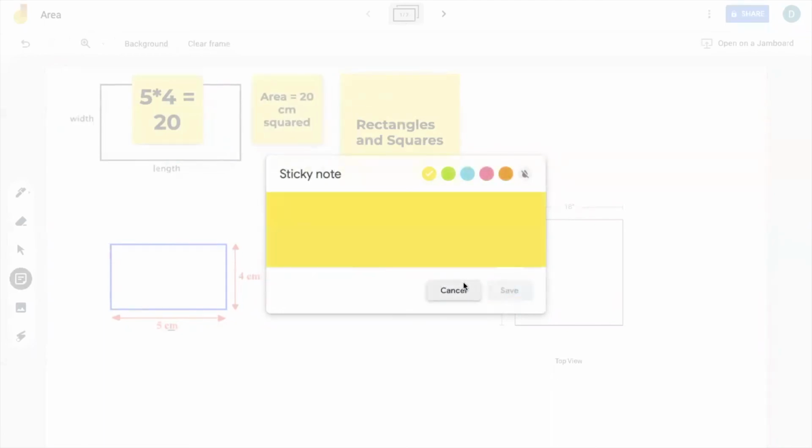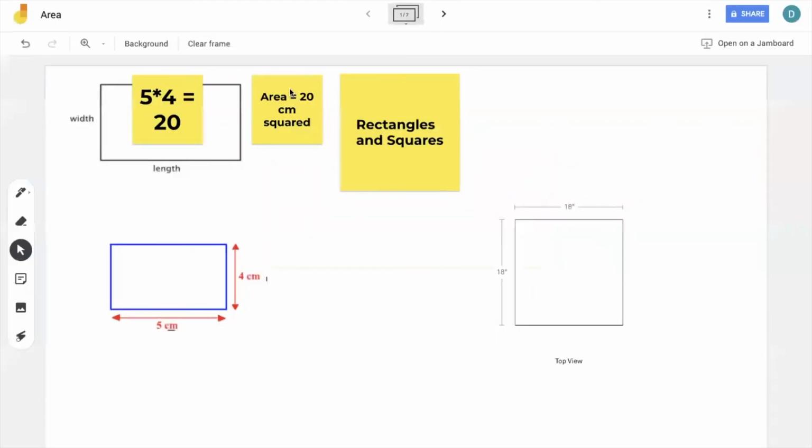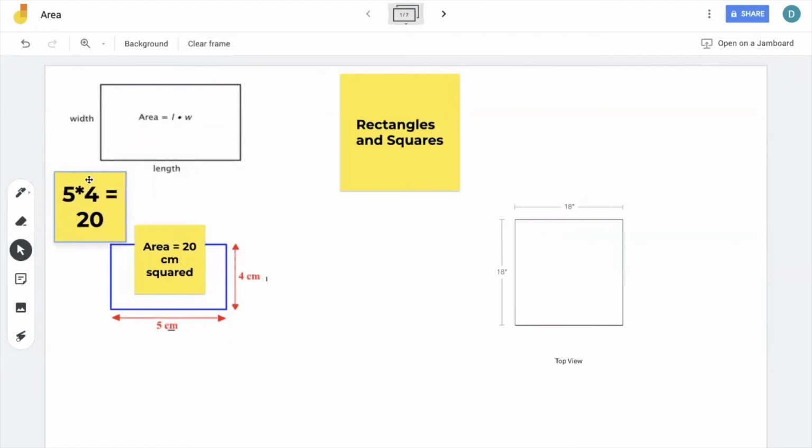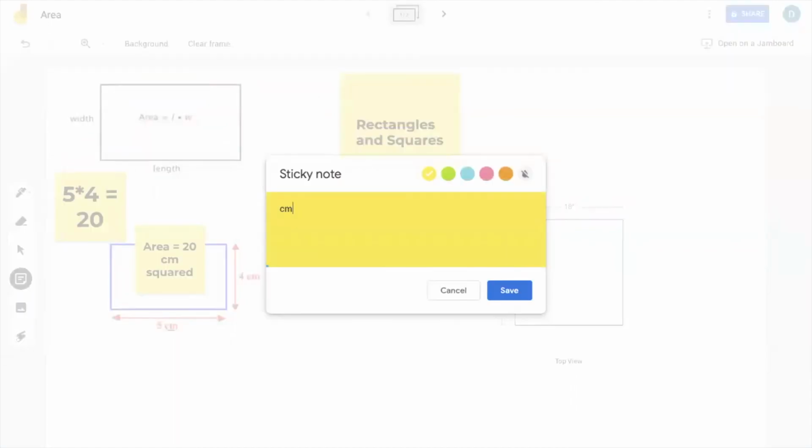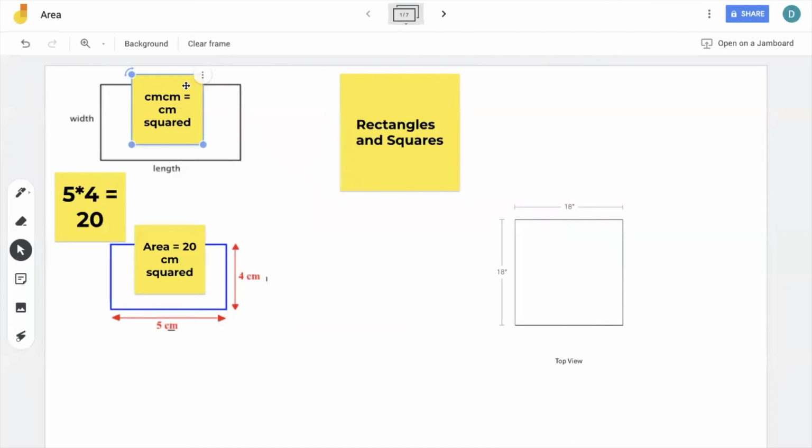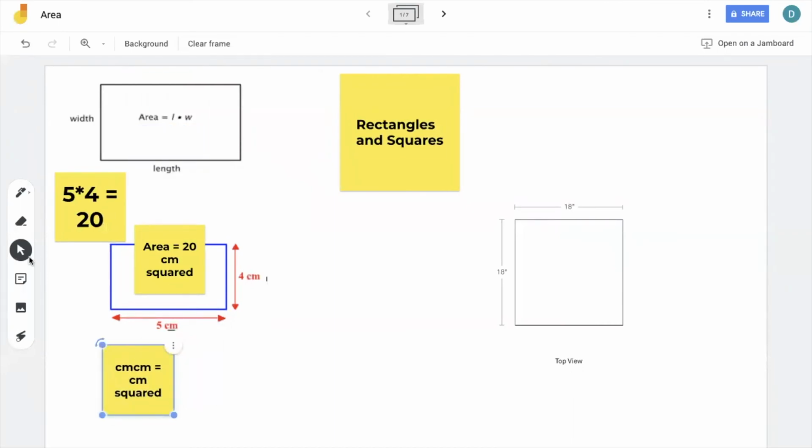Now, why is it centimeters squared? Well, when you multiply centimeters times centimeters, the units become centimeters times centimeters, which we simplify to centimeters squared. Like when you multiply one thing by itself, you simplify that to that thing squared. 2 squared equals 4, or something like that.